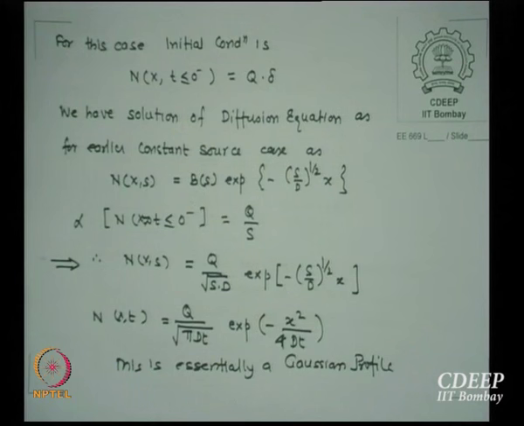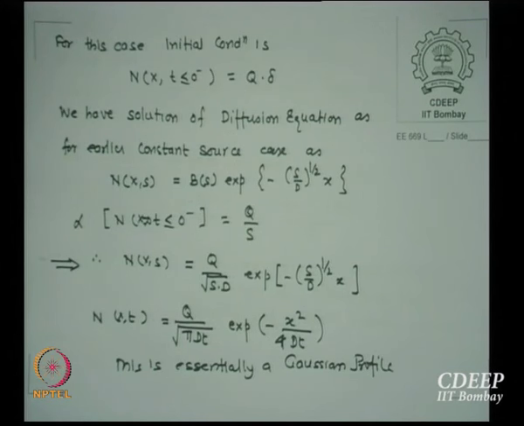N(x,s) is Q upon root sD, exponential minus s by D to the power half x. Essentially, this is my BS term, Q by root sD. If I take the inverse Laplace transform, then N(x,t) is Q upon root pi Dt exponential minus x square by 4Dt. I repeat, this is the Laplace transform solution. I take the inverse Laplace transform and I get a relation which is Q upon root pi Dt exponential minus x square by 4Dt.